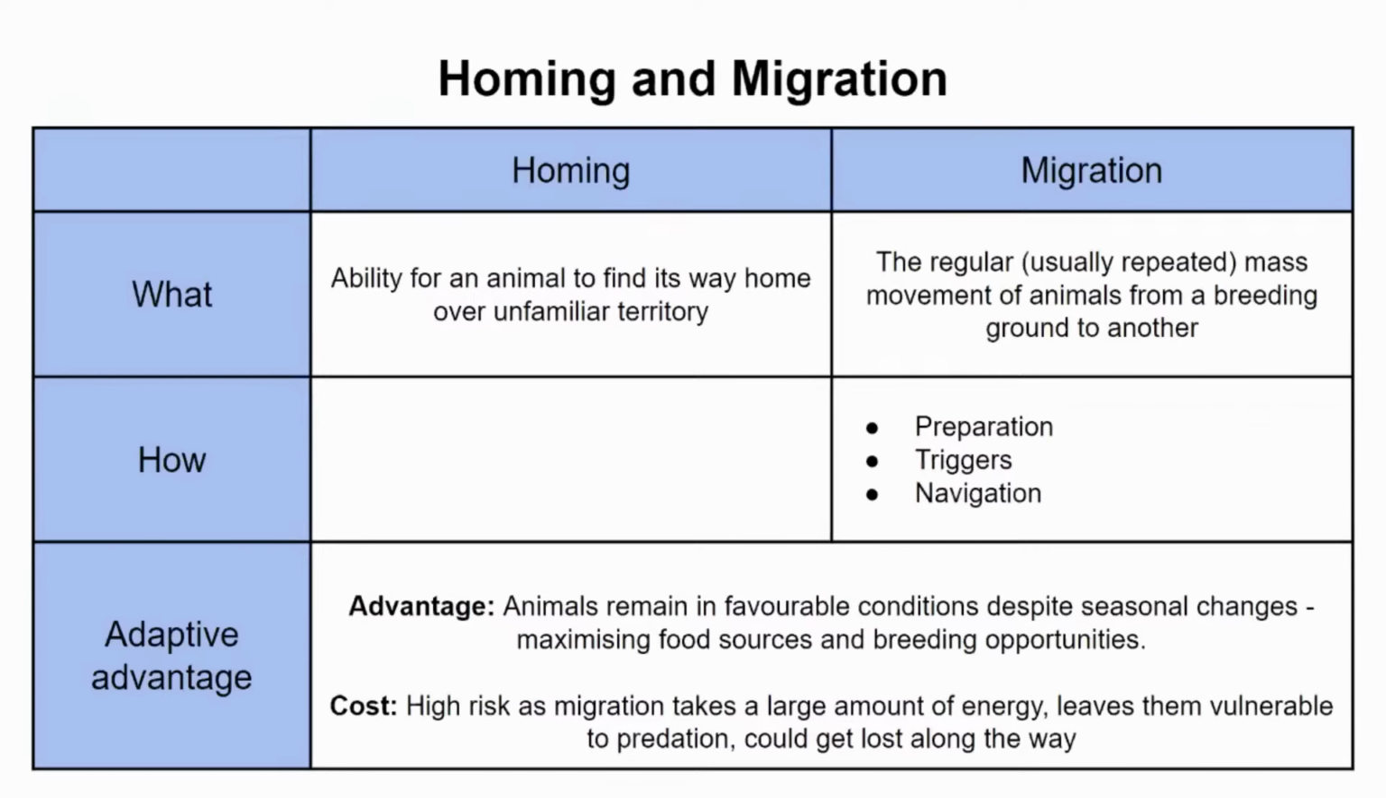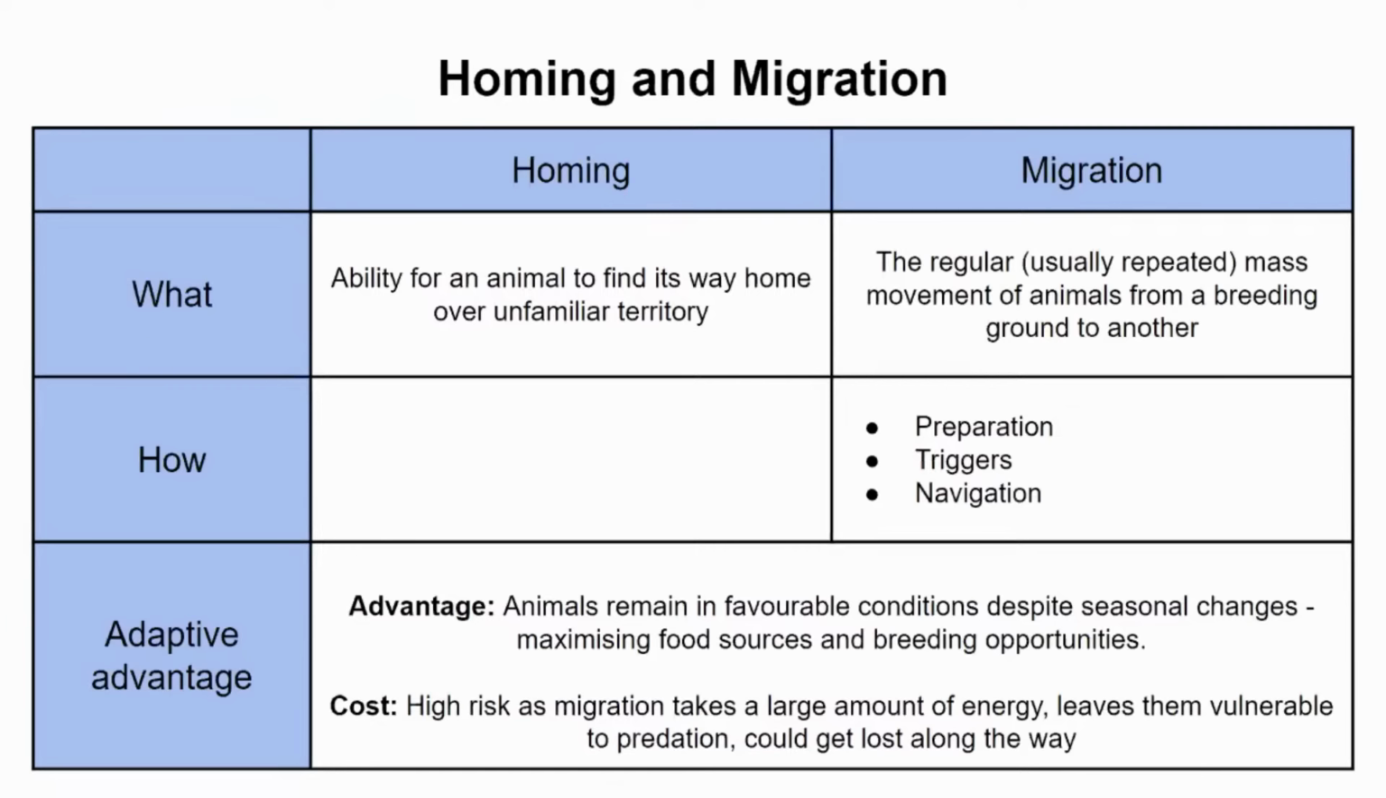Again, with the adaptive advantages, it will vary depending on the animal and the evidence that they give you. But if you can talk about how the animal's going to spend time in favourable environments despite the seasons changing, maximising food and breeding opportunities, anything that you can relate to increase survival and increase reproduction is really important, because when it comes to plants and animals, the aim is to survive, to breed, and to pass your alleles on to the next generation.